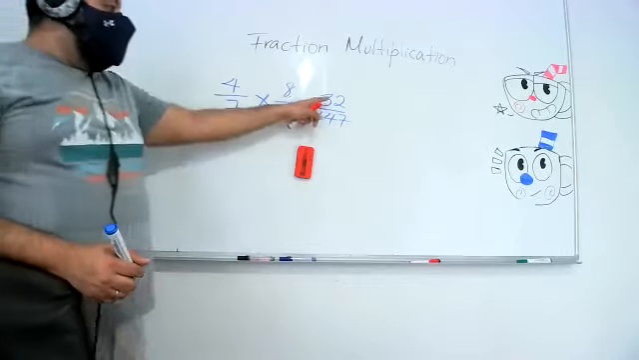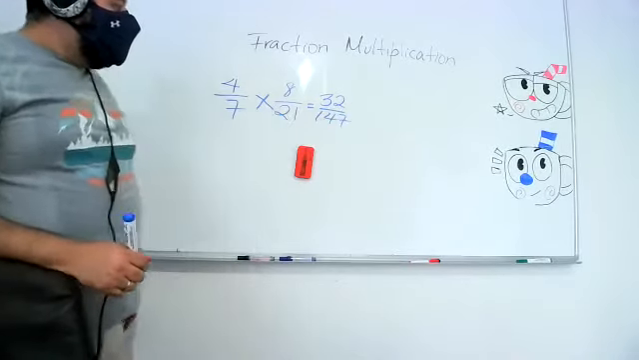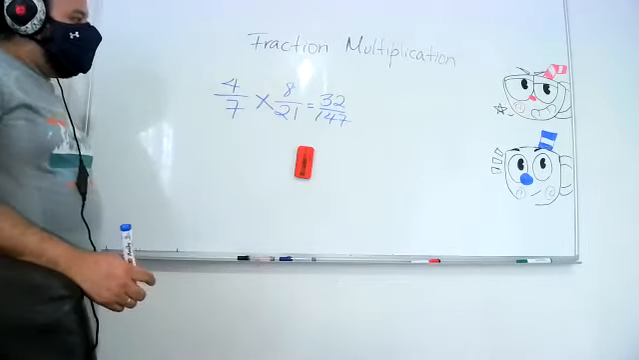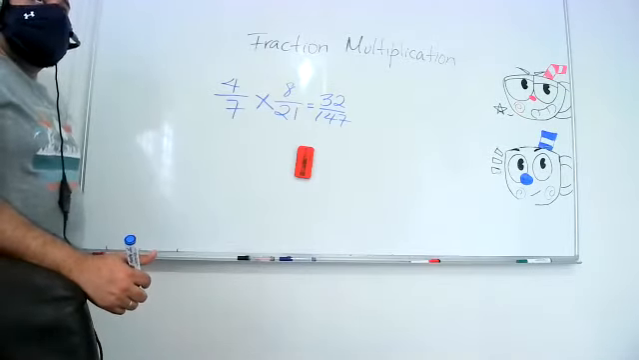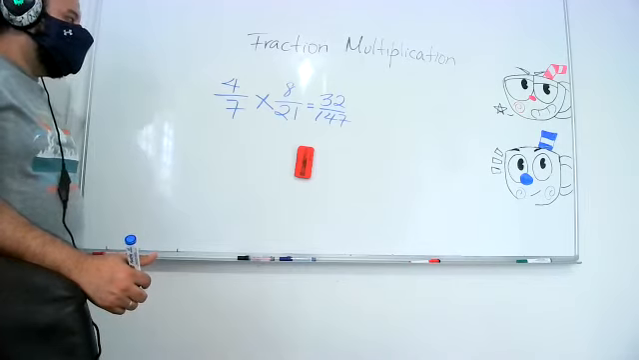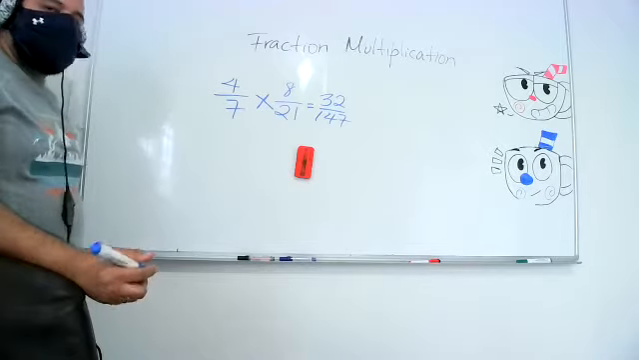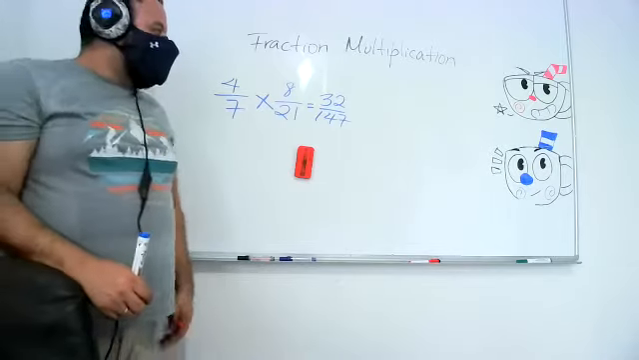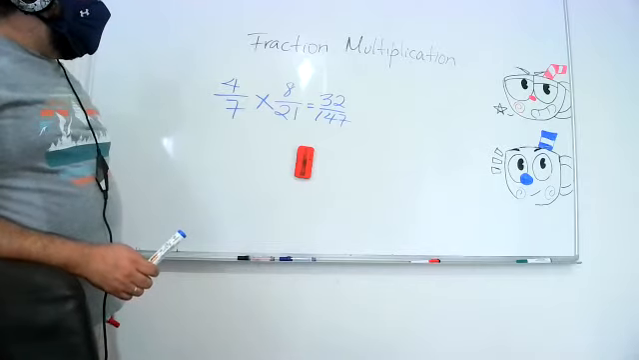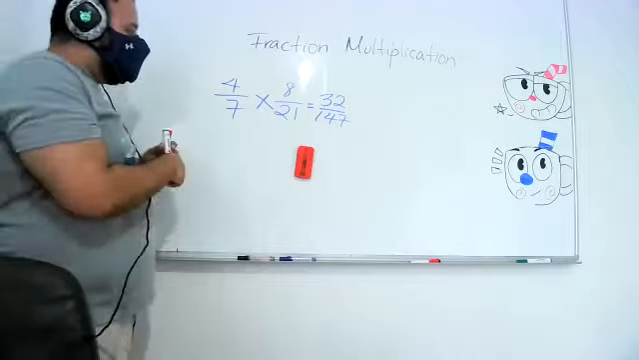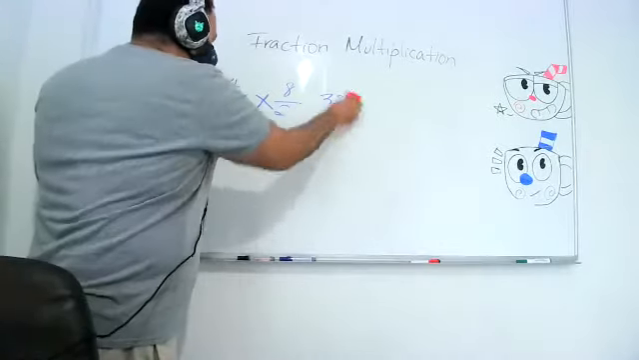And in the end, I will see: is there a factor in common between 32 and 147? What is that factor in common? No, there is not. Okay, so I can leave it that way. There is not a number that can divide both at the same time. Okay, that is my answer.